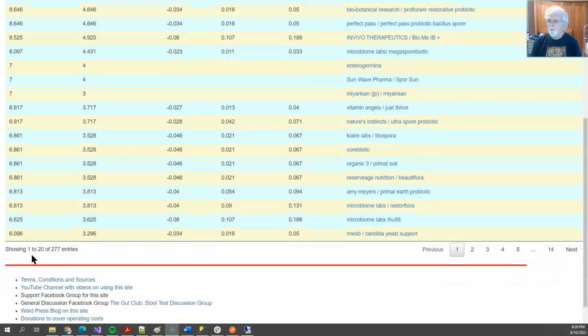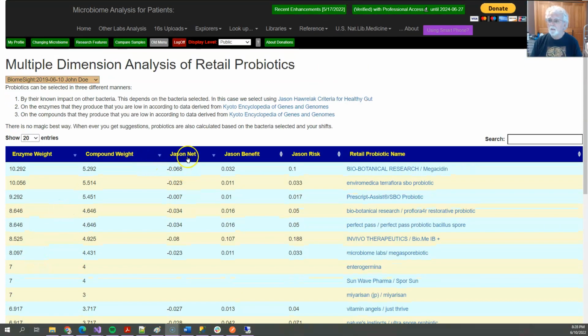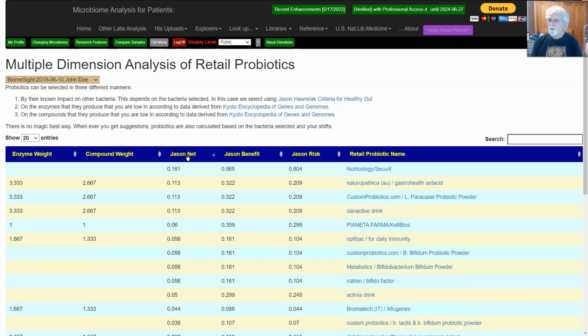Or you could go and raise the criteria that you really want, to have one which has Jason benefits, and over here, in which case now you get another set of ones here. And in my particular case, Paracasei or Dan Active Drink are, for many people, very good choices. If you're in Australia, we have Gastro Health and Acid combination. Securil is another one, but it has no benefit there. So again, it's a balancing act.